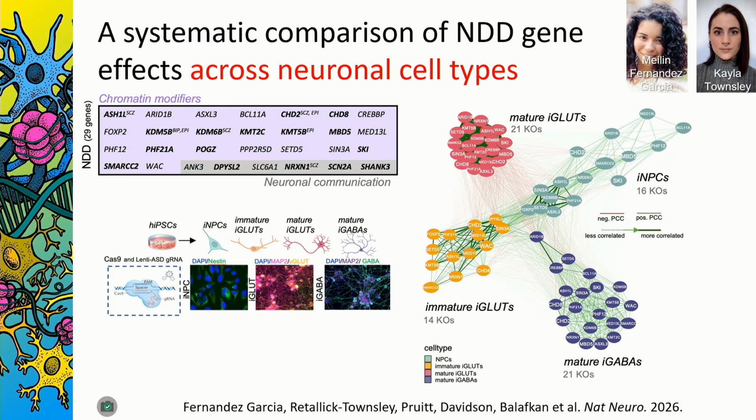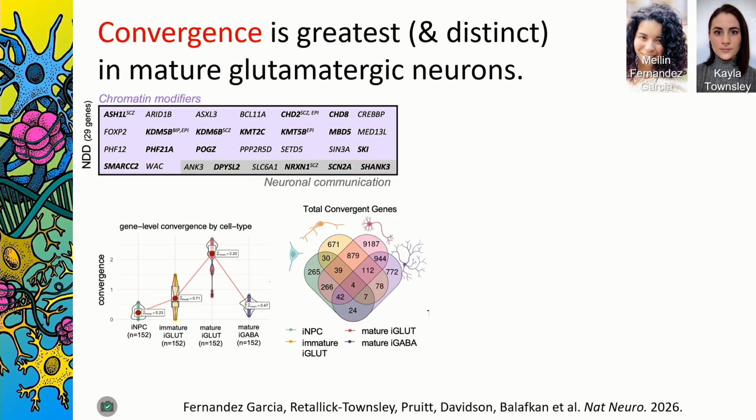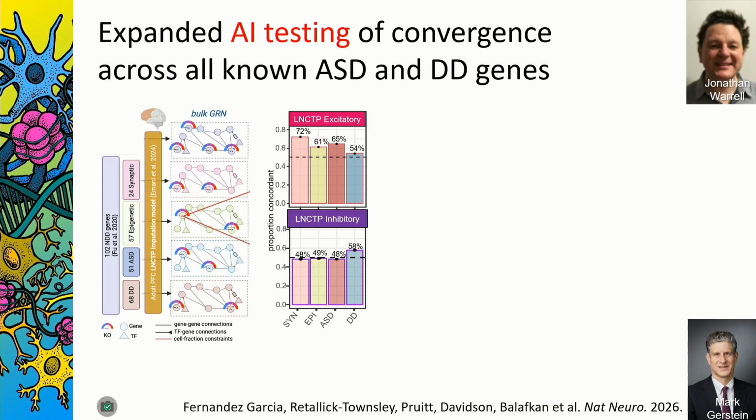But what you can see is that I would learn a lot more by knocking out ARID1B in iGlut to learn about Neurexin-1 than I would by knocking out Neurexin-1 in iGABAs, right? You can learn a lot by knocking out different autism genes in the same cell type. The strength of convergence was actually greatest in glutamatergic neurons. But again, it wasn't that the same convergent networks got stronger with differentiation. We had unique sets of convergent genes and convergent networks in each cell type, with convergent networks in glutamatergic neurons being really enriched for synaptic function.